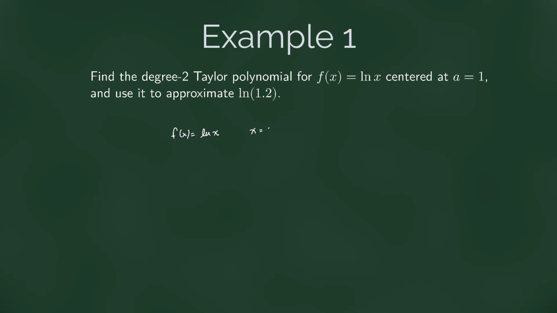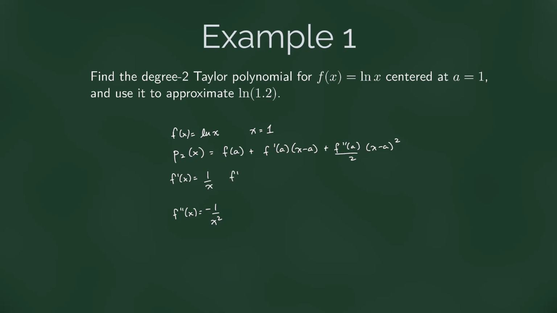All right, in our first example, we are going to approximate the function f of x equals ln x. We're going to center our approximation at x equals 1. And we're going to construct a second degree Taylor polynomial, so p sub 2 of x. So in general, p2 is going to be f of a plus f prime of a times x minus a plus f double prime of a over 2 times x minus a squared. So let's make a list of the derivatives we need.